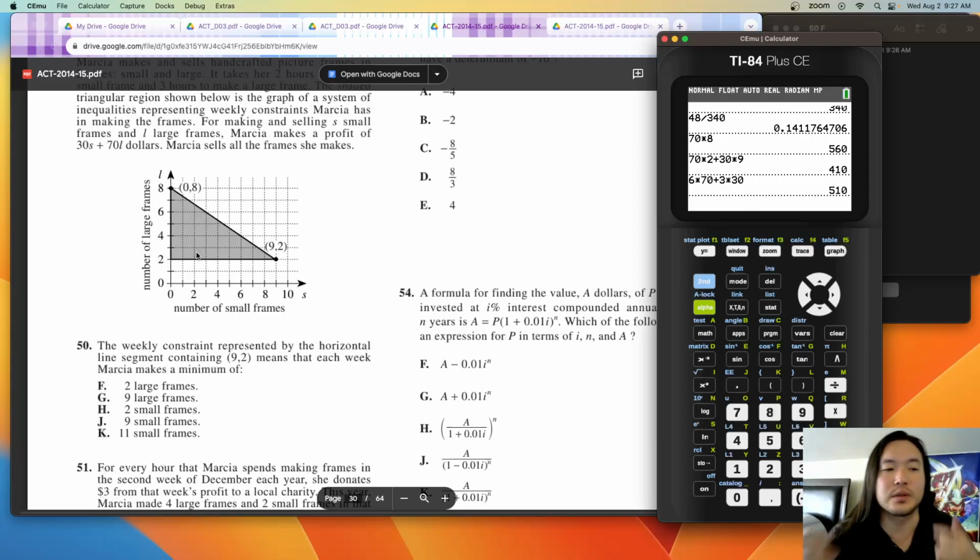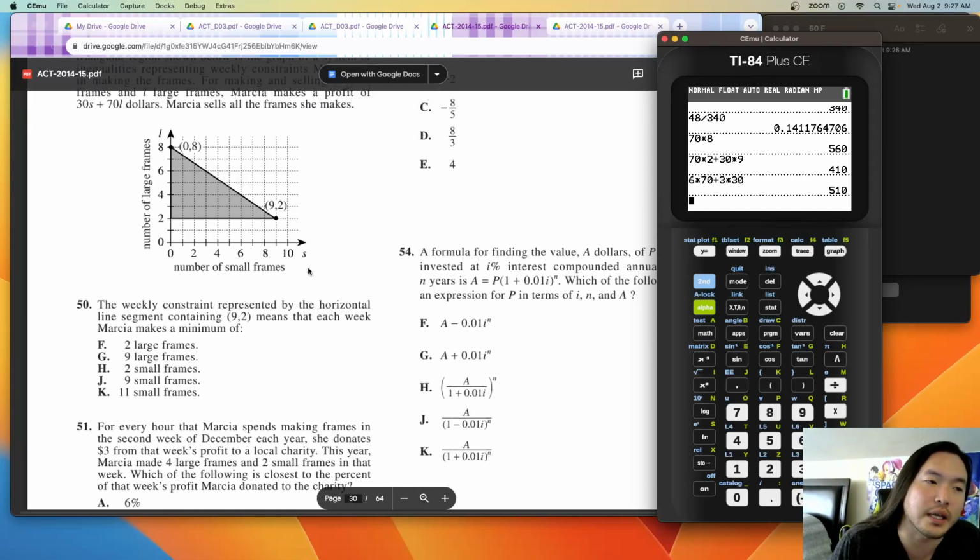Yeah, I could use some calculus, but obviously most of you don't know how to do calculus, so there's no point in teaching that. Here, this is how the ACT wants you to solve it.